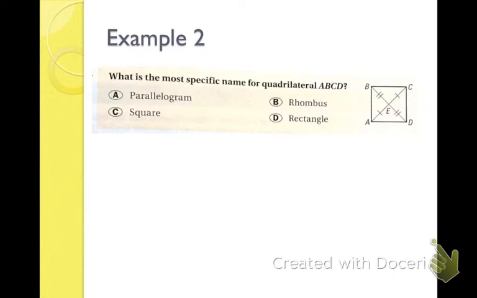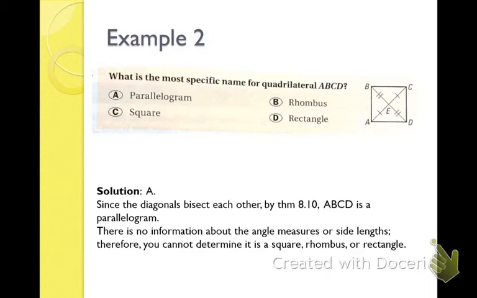Yes. Parallelogram, right? We know for sure it's a parallelogram. It possibly could be a square, rhombus. Let's see, the diagonals bisect. Yeah, in all these, it could possibly be a square, rhombus, or rectangle, but we don't know for sure. We don't have enough information. The only thing we have enough information to say is that it's a parallelogram.